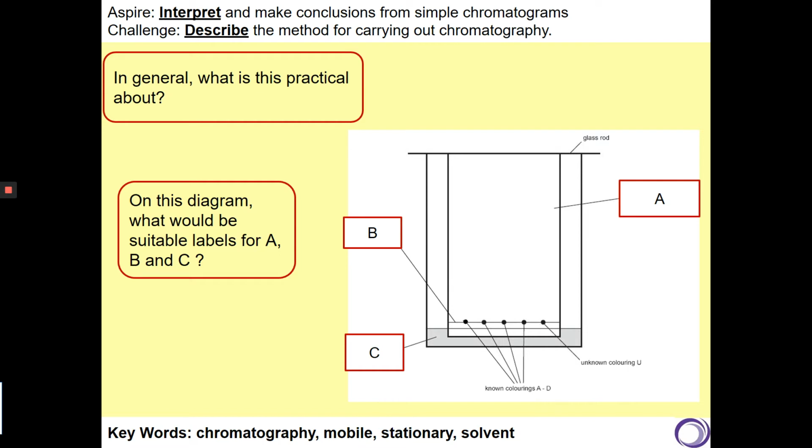Okay, so generally this practical is about separating a mixture. Often in the examples you will have seen this will be a mixture of colours, be that inks or food colourings or perhaps colours of flowers. A would be the chromatography paper. B would be the pencil line, and it's really important that this is drawn in pencil. And C would be the solvent.